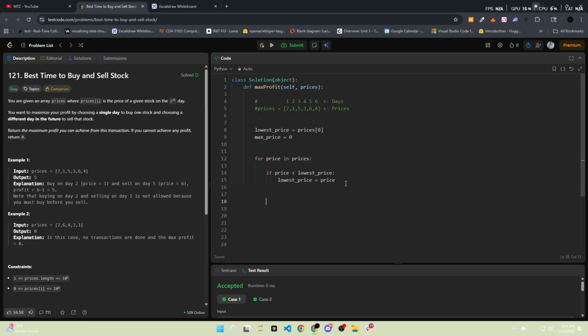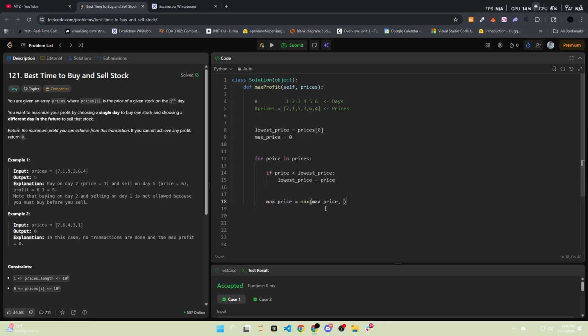So this is just updating. And then we want to get the max price, right? Or kind of like the most money that could be made. So we're going to do max underscore price equals max. And we're going to drop this in here again.